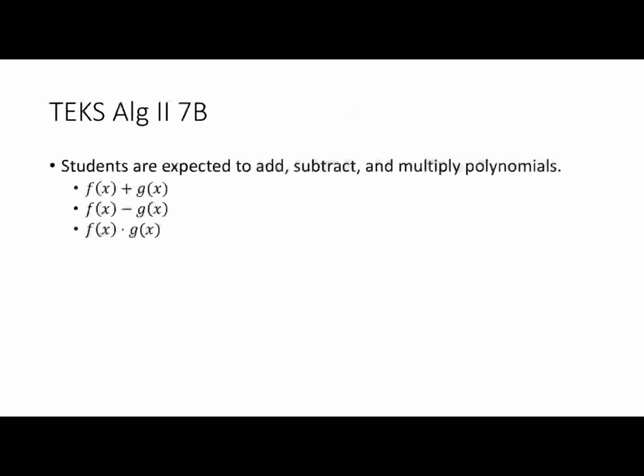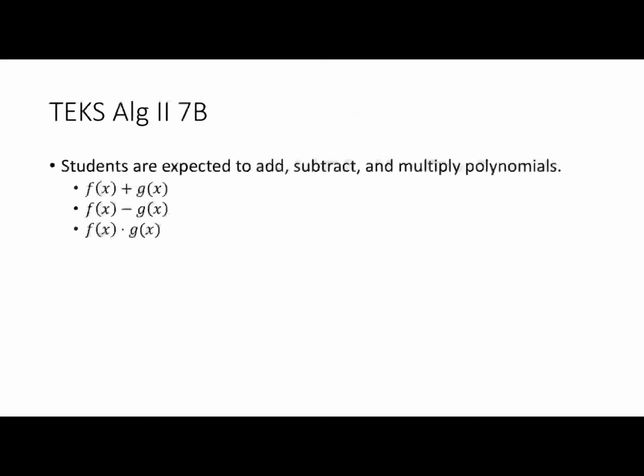f of x plus g of x. That just means adding two polynomials. One of them is called f, one of them is called g. The second one is f of x minus g of x. The same thing, we're just subtracting polynomials or two functions together. And the last one, f of x times g of x, that's just multiplying polynomials or multiplying two functions together.